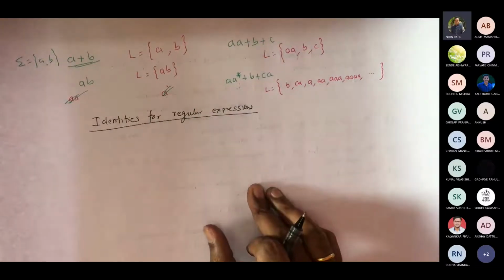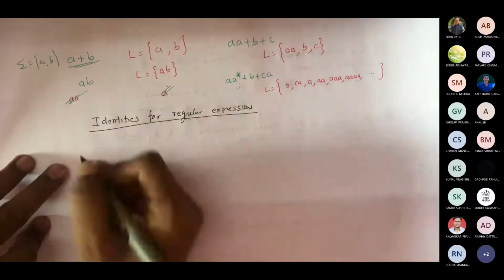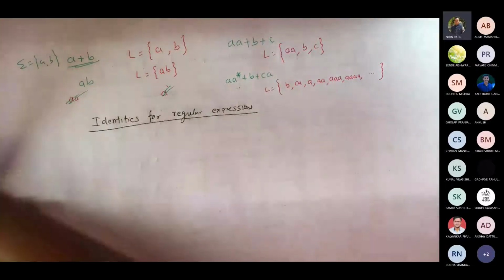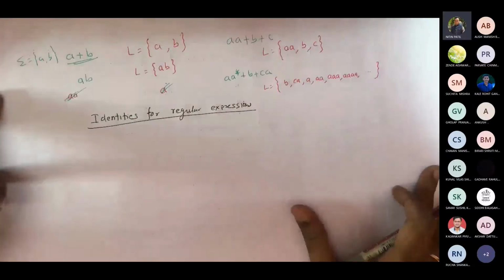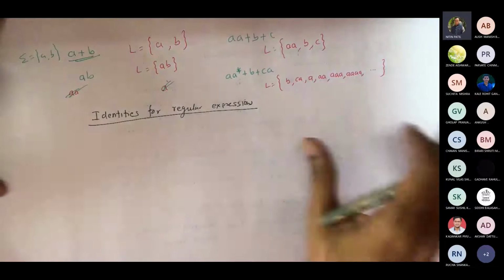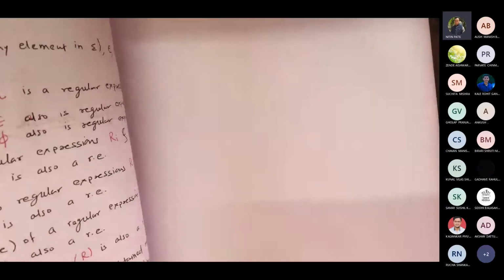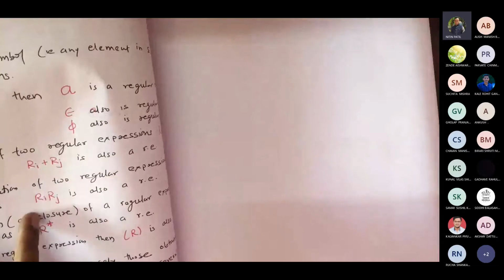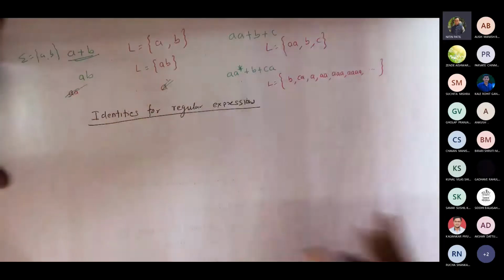Now let us try to concentrate on identities for regular expressions. Okay, so let us see what exactly they are. Now I'm using the similar kind of notations that I used in the previous page that we saw, this one. What are the things that we used? R1, R2, Ri, Rj kind of thing. So I'm using them only.